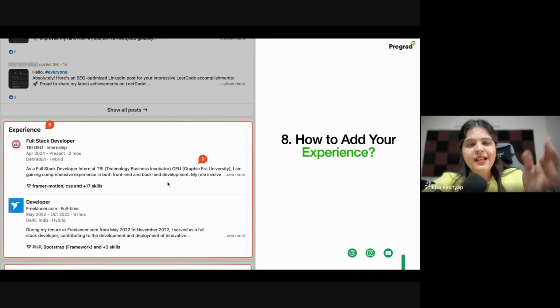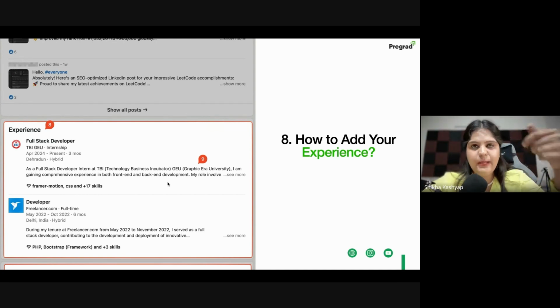And again, write in your normal Word document what you have done in your internship. Paste it to ChatGPT. Ask ChatGPT to correct it grammatically and make it fancy. Paste it here. No problem. So you can do it this way. Use ChatGPT, but use it smartly. So that's how you add your experience.